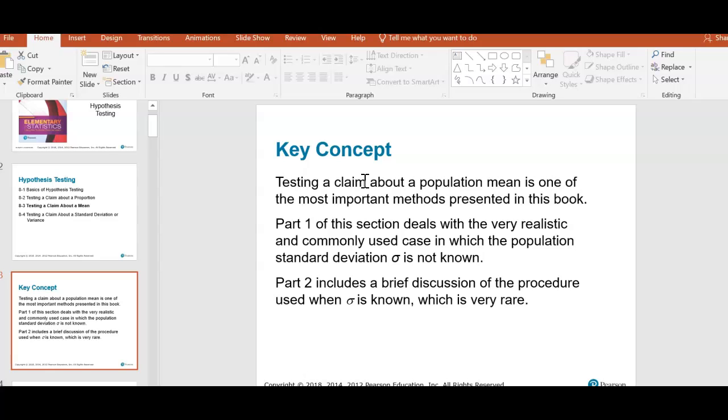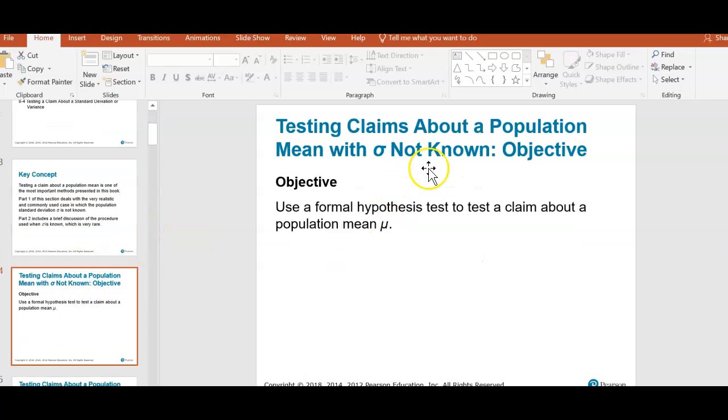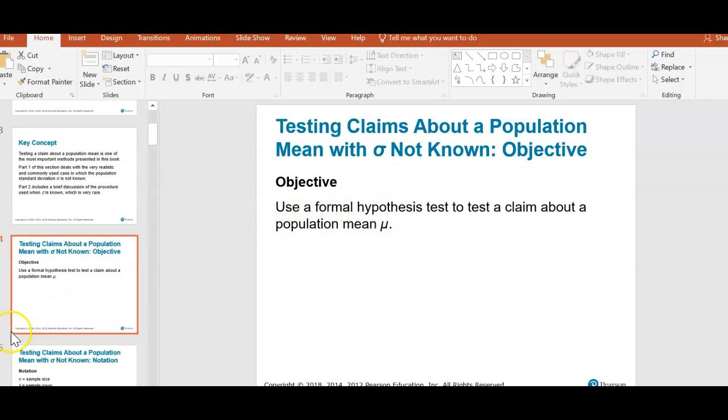comes up more often, which is when you're doing this without knowing the population standard deviation. It is pretty rare to actually know that population standard deviation. So we're going to be working from knowing the sample standard deviation. So if we want to test claims about a population mean with sigma not known, we're going to do that with formal hypothesis testing.